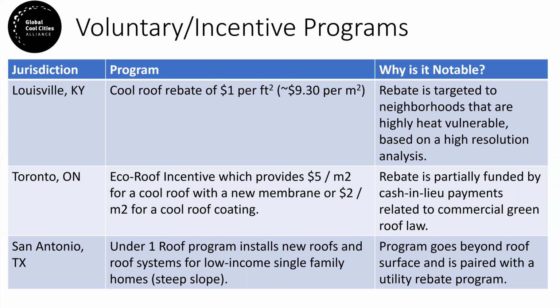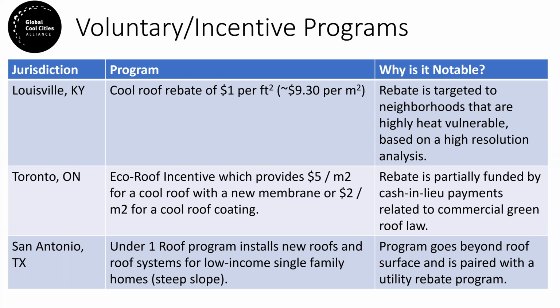The Louisville, Kentucky example is notable because this rebate followed an extensive and high resolution urban heat vulnerability analysis and opportunity analysis. And so the rebate amounts were actually targeted to specific neighborhoods. And this really helped preserve a relatively limited municipal budget to focus on cool roofs where they were needed most. In Toronto, they used an innovative, this is a program that has been around for quite a number of years, and uses a cash in lieu payment process to help fund a good portion of the rebate, and this was tied to their commercial green roof law.